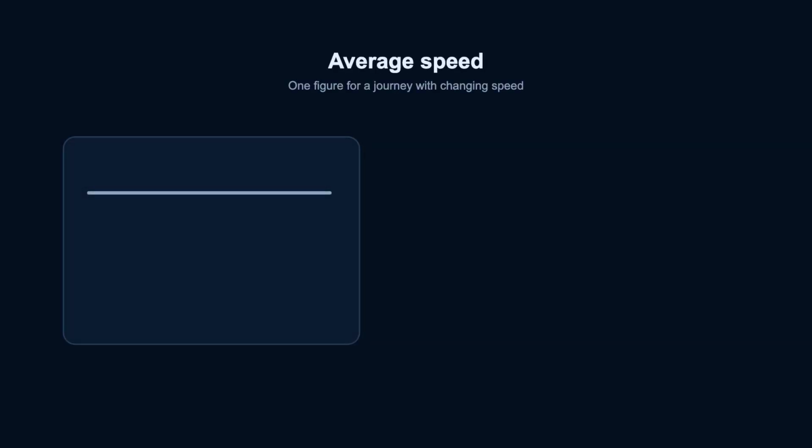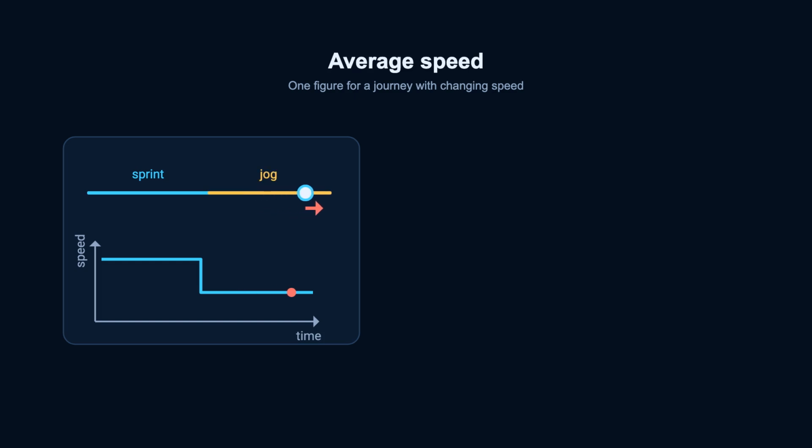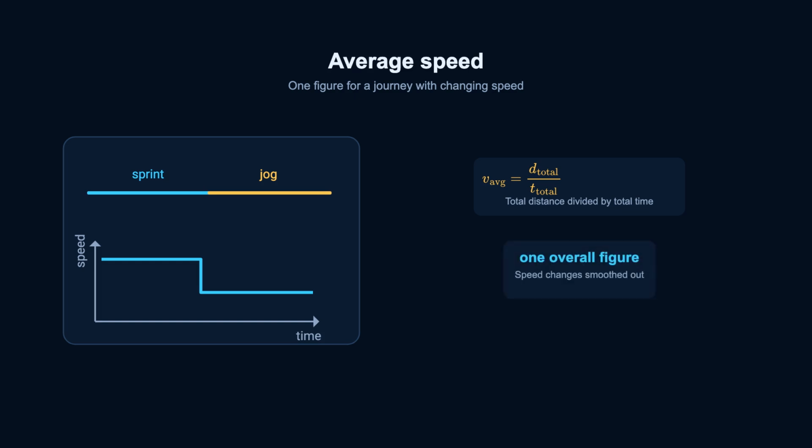Real journeys rarely happen at one constant speed the whole way through. You might sprint for a bit, then slow to a jog. To describe the whole trip with a single number, physicists use average speed, calculated as total distance traveled divided by total time taken. It smooths out all the speeding up and slowing down into one overall figure.